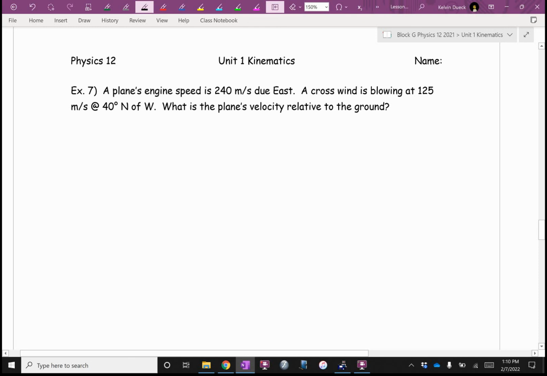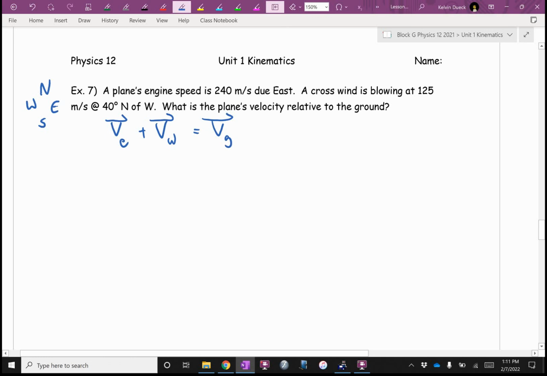Read along with me. A plane's speed is 240 meters per second due east. I'll put a compass rose. Crosswind is blowing at 125 meters per second, 40 degrees north of west. What's the plane's velocity relative to the ground? So from our formula sheet, you might recall we said this. The velocity of the engine, or the plane, plus the velocity of the wind, that equals the velocity of the ground.